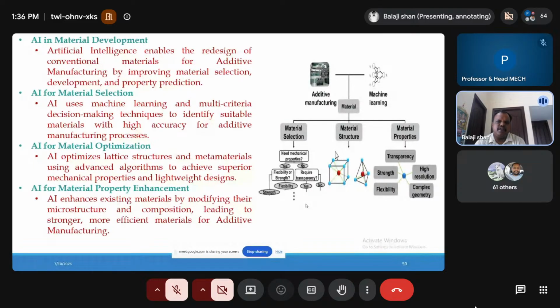AI uses machine learning and multiple criteria decision making, MCDM, techniques to identify the suitable material with high accuracy for the additive manufacturing process. AI optimizes the lattice structure and metamaterials using advanced algorithms to achieve superior mechanical properties and lightweight designs. And AI enhances the existing material by modifying their microstructure and composition, leading to stronger and more efficient materials for the additive manufacturing process.